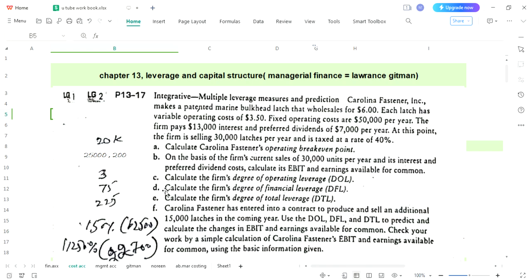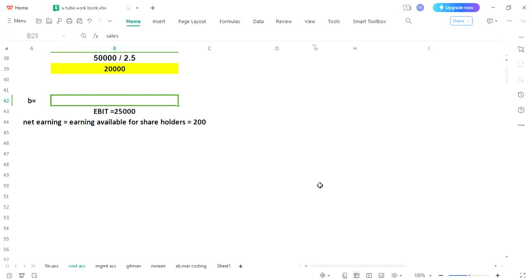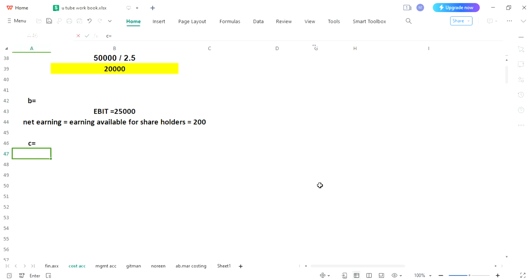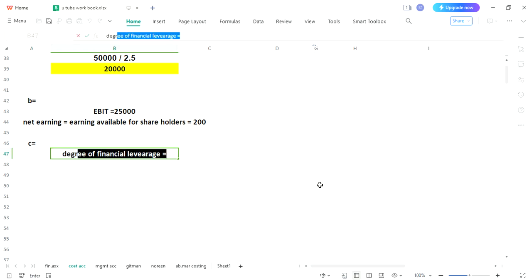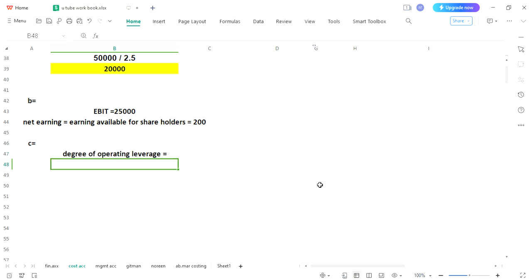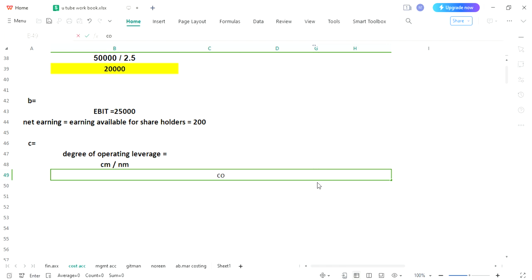Look over here, we have our answer for part B, 25,000 and 200, which has already been solved. Now at point C, we need to calculate the degree of operating leverage. That would be calculated by dividing CM, contribution margin, by net margin, which is also EBIT, earning before interest and tax. This is how you will calculate your degree of operating leverage.